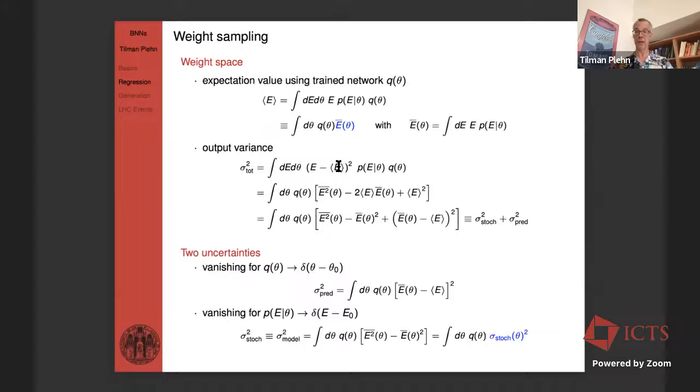Okay, now I need to evaluate that network. I have coded it, I have trained it, I have it. Q of theta, it's called, right? And now I evaluate it. So I go back to my formula here. This is my original formula.